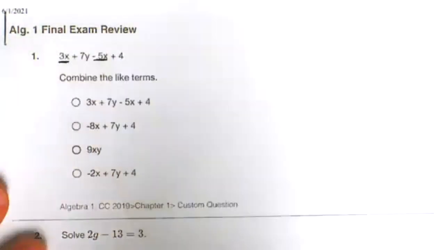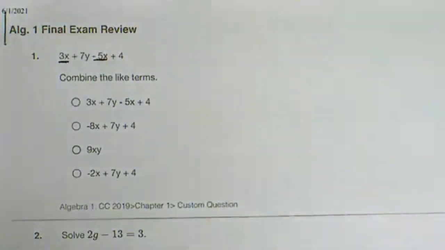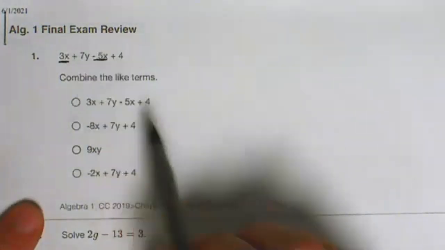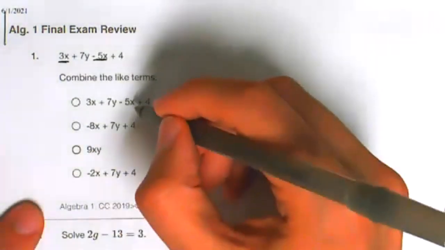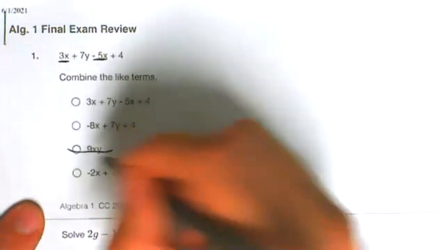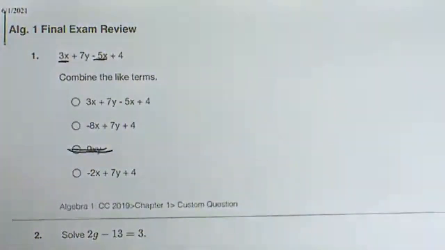Now, if we look at this, we only have 2 x terms which match. There's a single y term and a single regular number. So that means that our answer is going to have a 7y and a positive 4 in it. So that eliminates this as being one of our possible answers because it's missing the 7y and the positive 4. All 3 of the other answers have that, so we're actually going to have to combine our 3 and our negative 5 to see what we get.